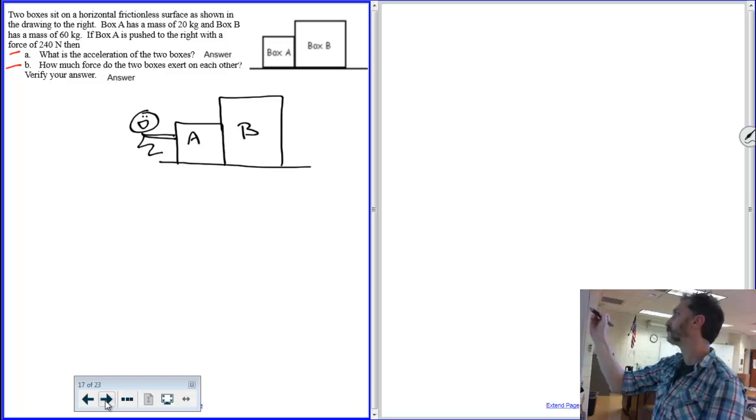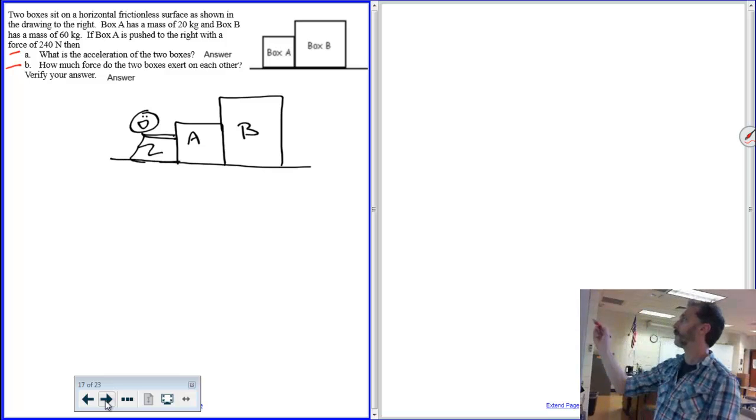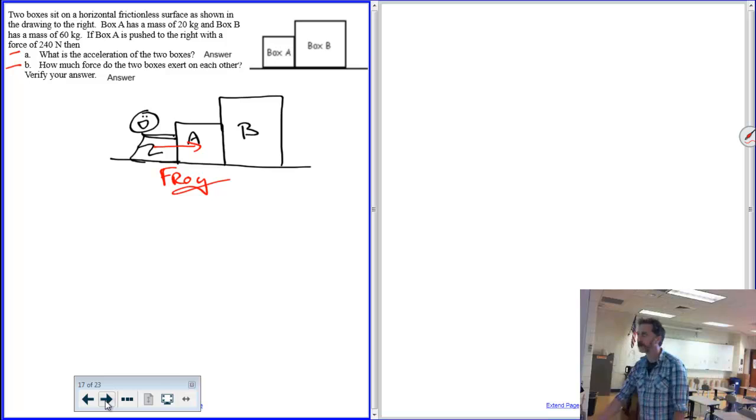Okay, and then I'm going to make a terrible drawing here, and I'm going to label this as the force of Roy. I say that's terrible because I just drew my arrow pointing into the box instead of out of the box. Okay, so we are going to make 3 free body diagrams.